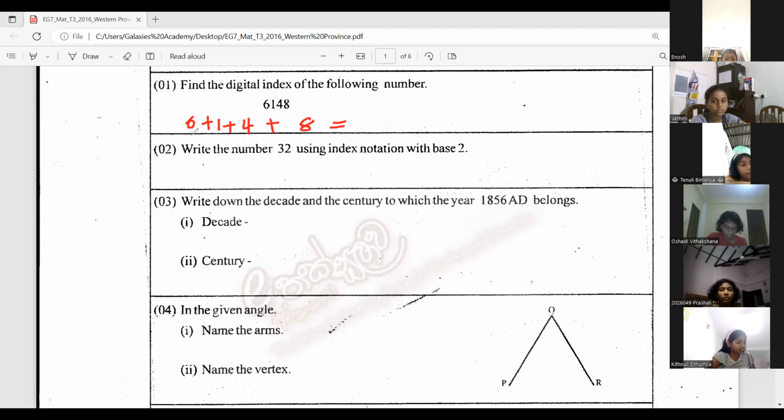Then we can get the answer: 6 plus 1 is 7, 7 plus 4 is 11, 11 plus 8 is 19. 19 has 2 digits, but we want to convert it into a single digit, no? Then again, you have to add these 2 digits, 1 and 9. So what is the answer? 10. 10 also has 2 digits. Again, you have to add these 2 digits until you receive a single digit value. Then what is the answer? 1. So this number's digital root is 1.